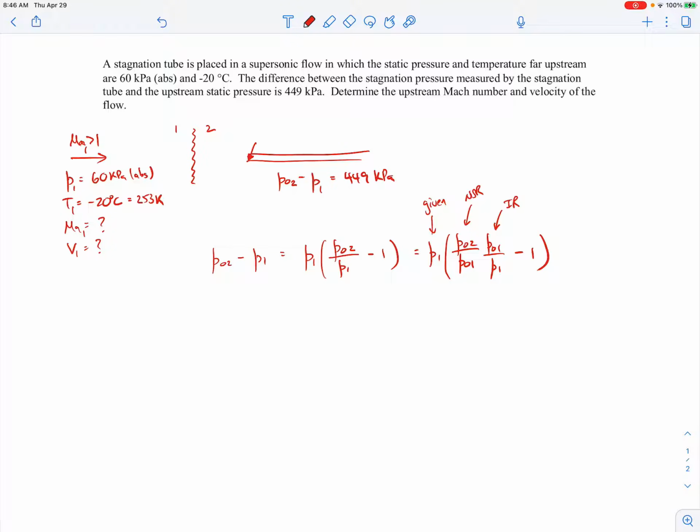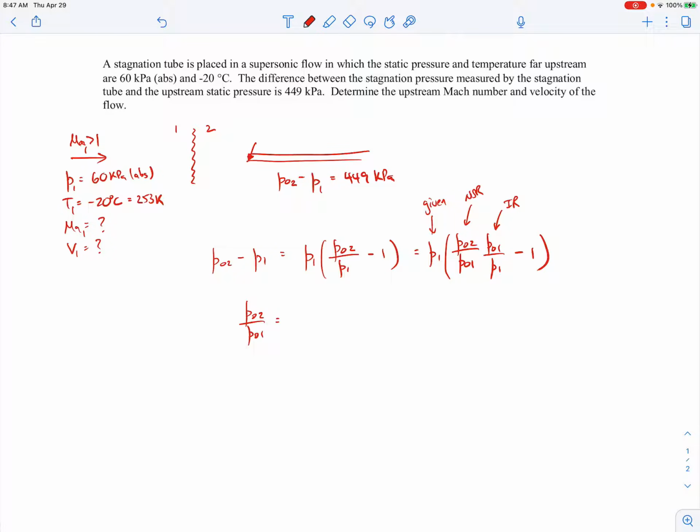right? When I say the normal shock relations, remember those are a function of the upstream Mach number, and the isentropic relations are also a function of the Mach number. And since these are all subscript 1 here, it's all a function of this upstream Mach number. So this whole right-hand side now is a function of the upstream Mach number, right? So we can work with that kind of expression. So I can go ahead and write, for example, P naught 2 over P naught 1. Let's see if I have that.